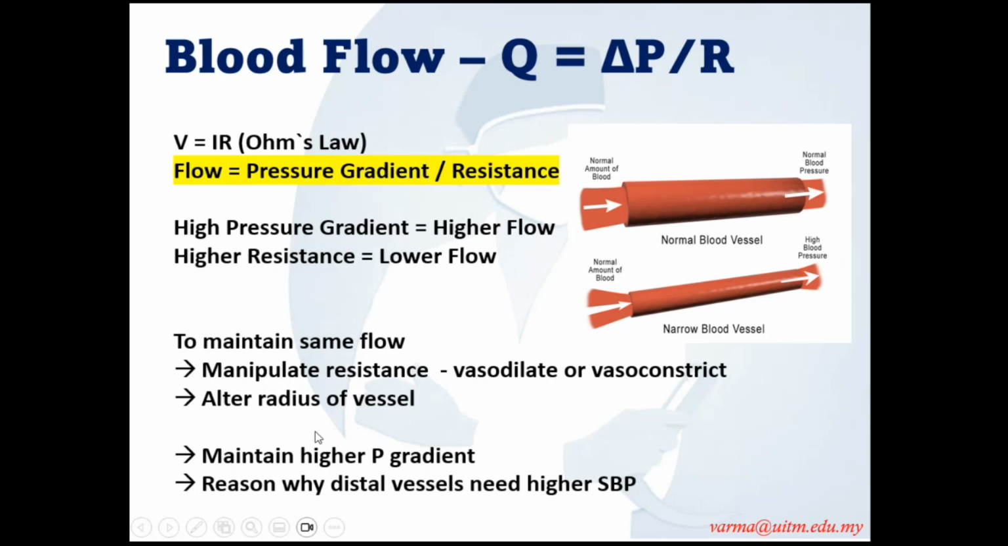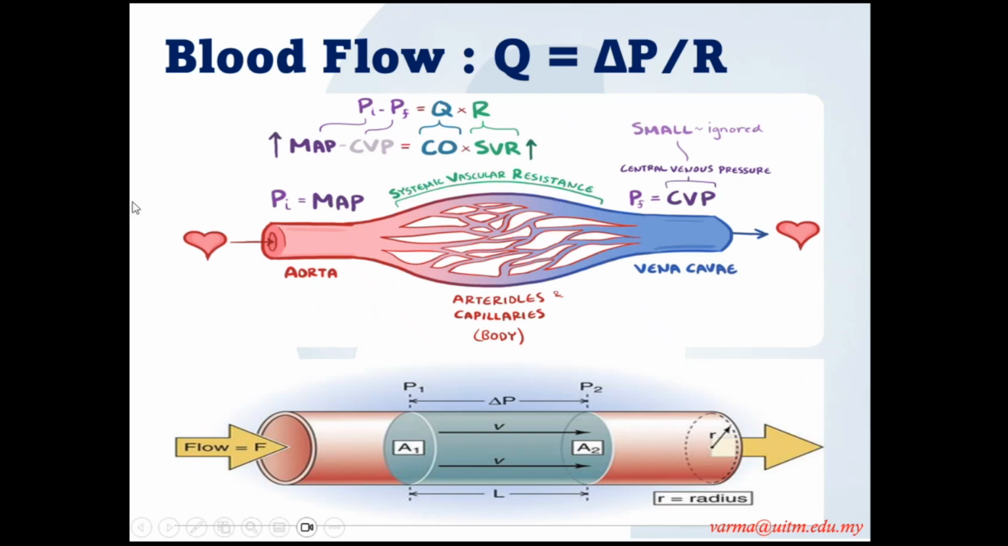That is why, as I mentioned, distal vessels need a higher systolic blood pressure. When you have a higher systolic blood pressure, your pulse pressure difference will be higher, that pulsatile nature will maintain the flow, and your MAP will also be different. So this is again a repetition. Aorta to vena cava, the differences, I'll just leave it here.